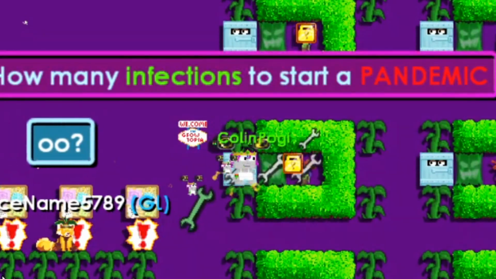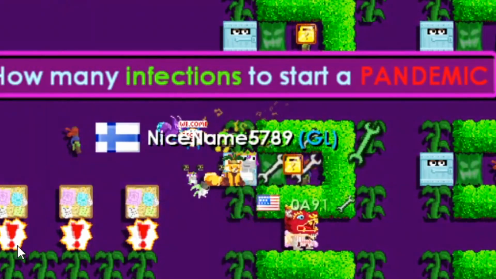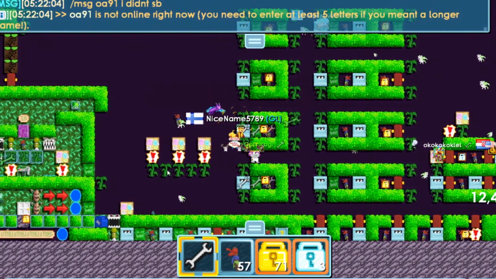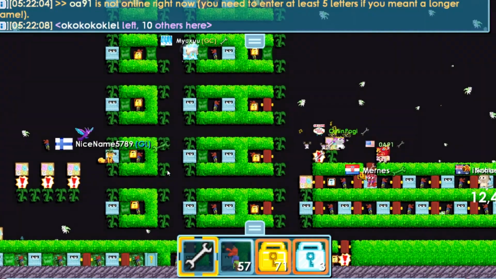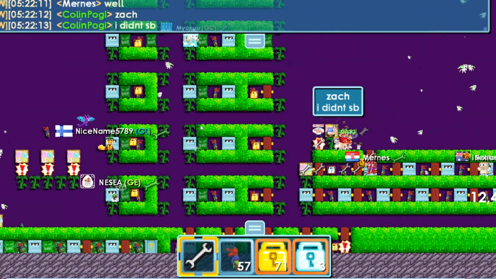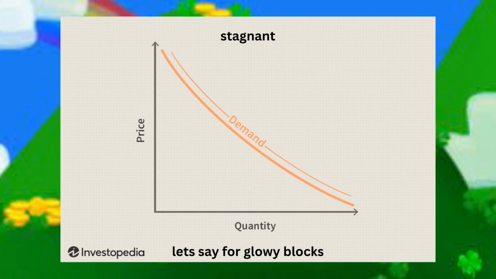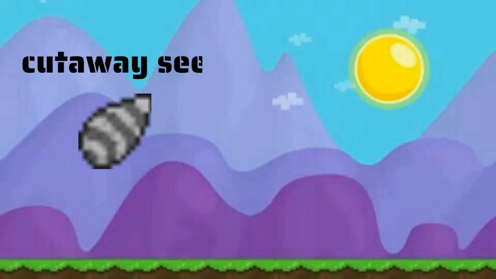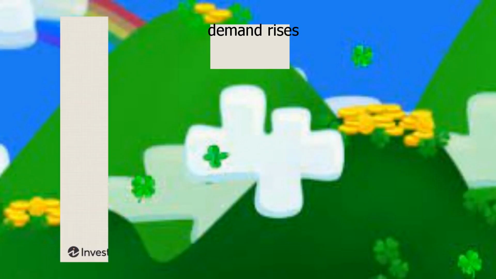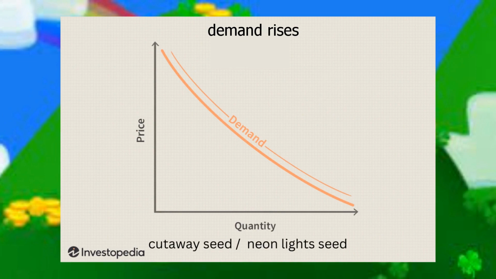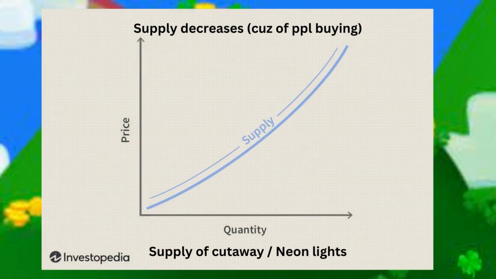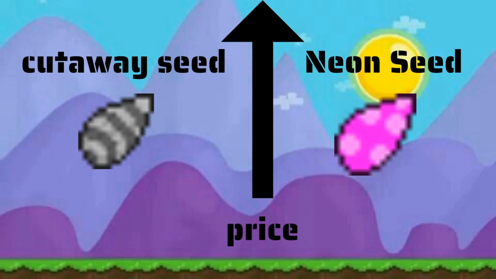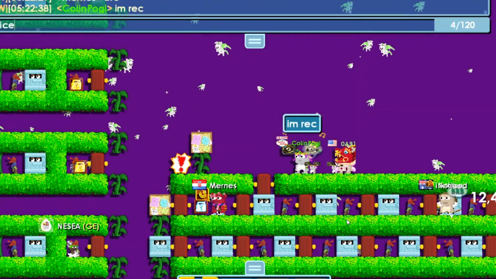If you want to profit, here are a few methods you can abuse when someone uploads a profit method. Number 1. Quantity demanded does not affect the product itself, but it does affect the seed/costs for that product. Let's go back to glowy blocks. We know that when the video was uploaded, the amount of people willing to buy glowy blocks is still the same, but the costs to make it, cutaway building seed and neon light seed, they would increase. The demand would increase. Supply decreases, which causes a shortage, thus making them more expensive than before. This is a good profit method.